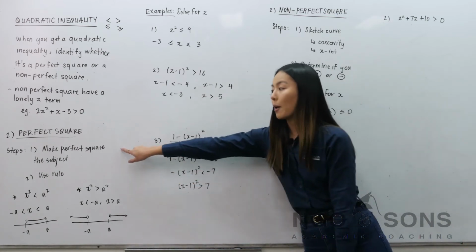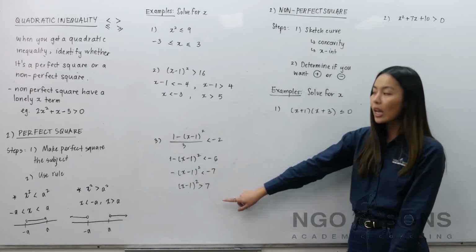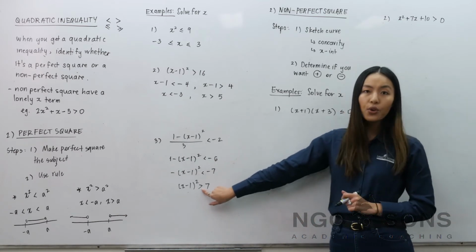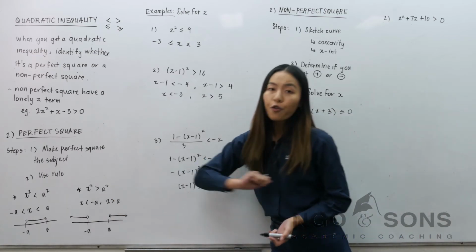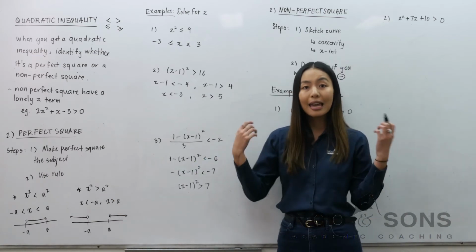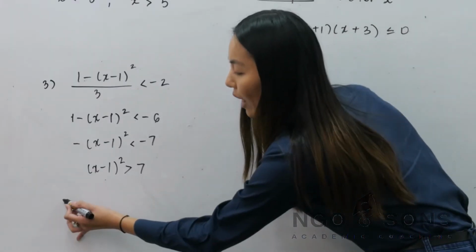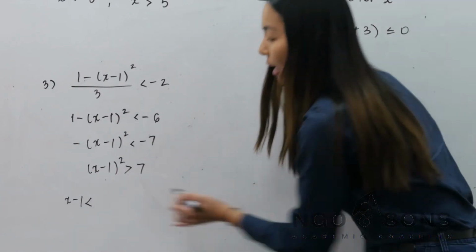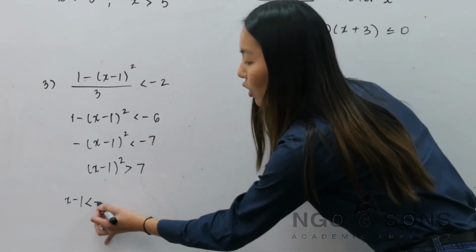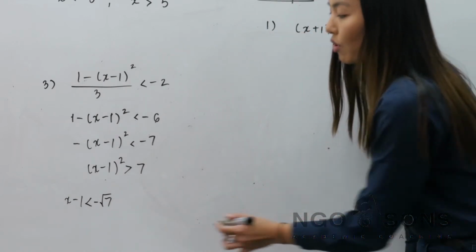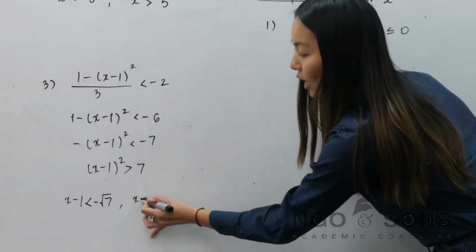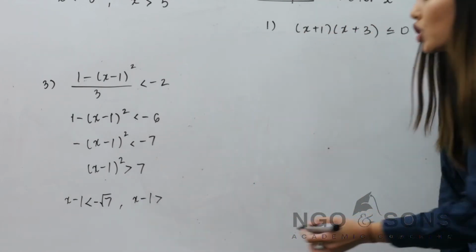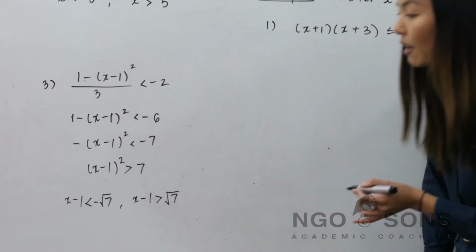Now we've done the first step. We've made our perfect square the subject. You can now move on to step 2, which is to apply your rule. Check what symbol you have. It's greater than. The rule for greater than is that your solution lies on the outside. So, the square root of (x minus 1) all squared, which is x minus 1, is less than the negative version of my square root on the right hand side, which would be minus root 7. And don't forget the second equation as well. X minus 1 will be greater than the positive version of the square root on the right, which is root 7.